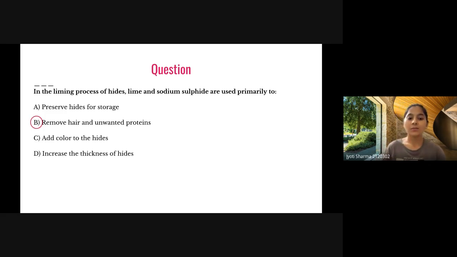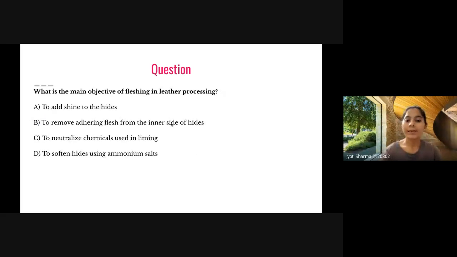So yes, we use lime and sodium sulfide because we have to remove hair and even unwanted protein from the hide. That's how we have this process that is known as the liming process. Okay, next process is fleshing. What is the main objective of fleshing in leather processing?